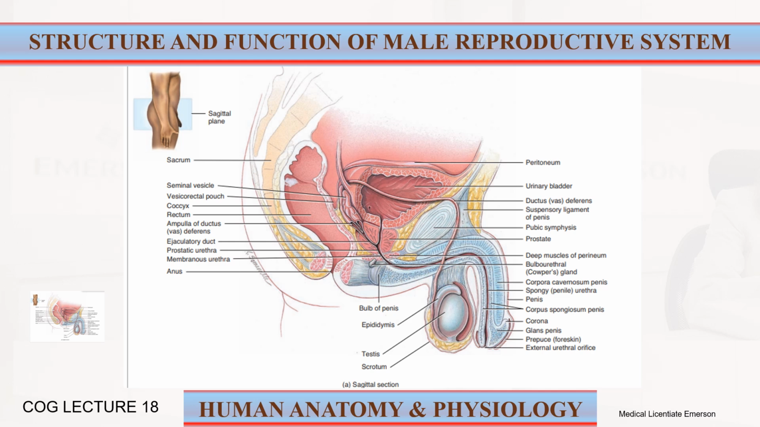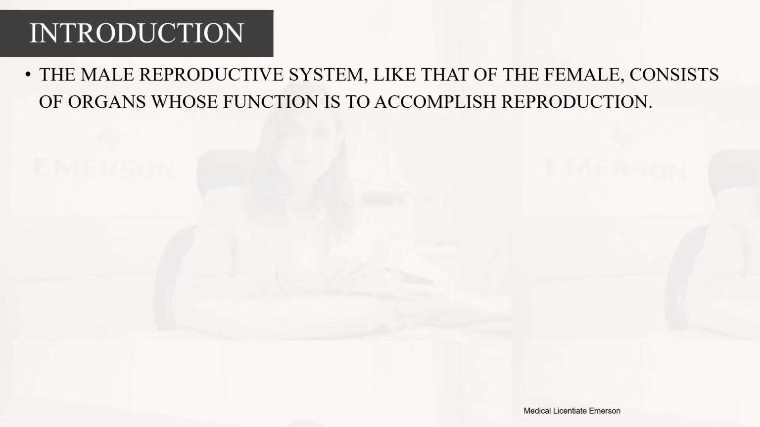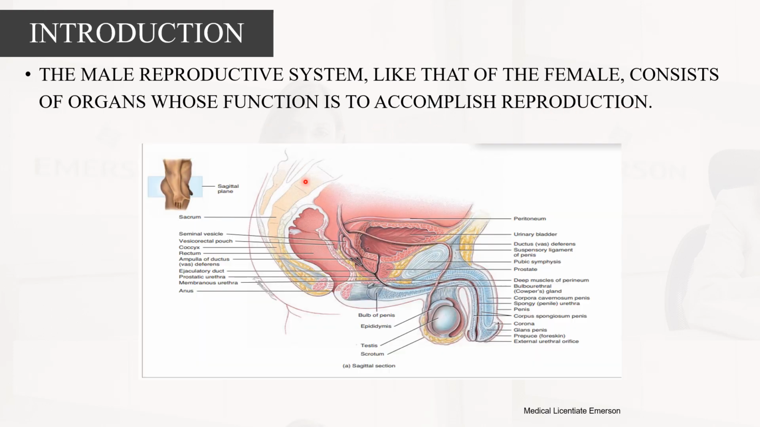So, today we are going to learn about the structure and function of the male reproductive system. Today specifically we are talking about the male reproductive system. So let's start. The male reproductive system, like that of the female, consists of organs whose function is to accomplish reproduction. This is what we are referring to as the male reproductive system.